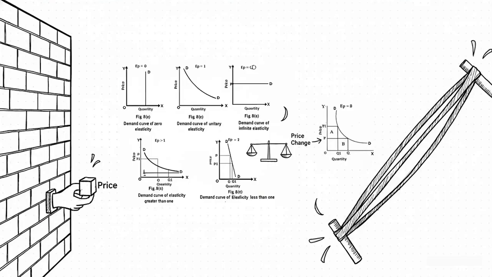Think of it like this. Is the demand for your product stiff, almost vertical, like a wall? That means a price change doesn't really affect how much people buy. Or is it super stretchy, almost flat, like a rubber band, where even a tiny change in price makes demand snap back or stretch way out? You can see the difference in these two graphs.